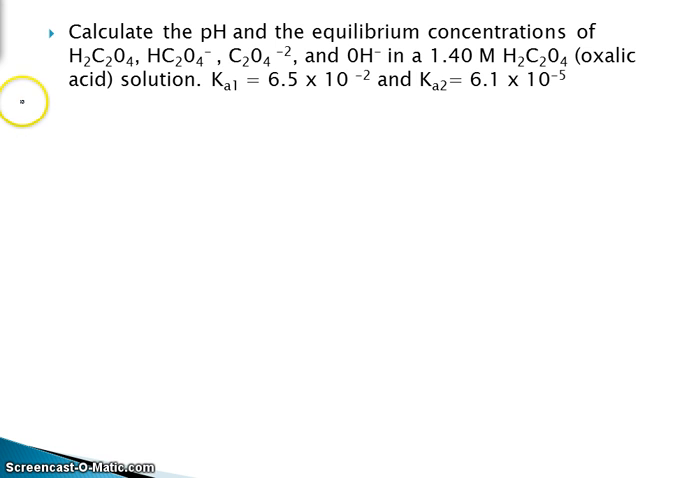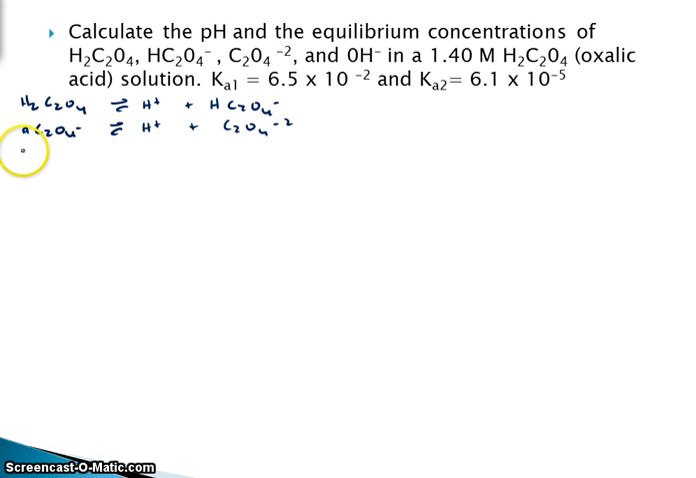So we have oxalic acid, which will dissociate into hydrogen ions and hydrogen oxalate ions. And we have a Ka value of 6.5 times 10 to the minus 2 for that. We've got the hydrogen oxalate ion, which will dissociate into hydrogen ions and oxalate ions. The oxalate ions don't have an acidic proton, so we're done with our diprotic acid dissociation. The second step has a Ka2 of 6.1 times 10 to the minus 5.